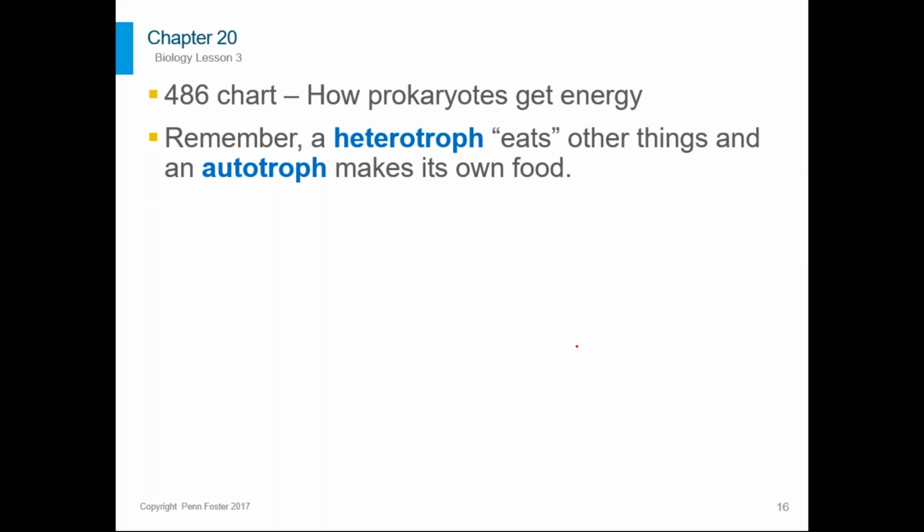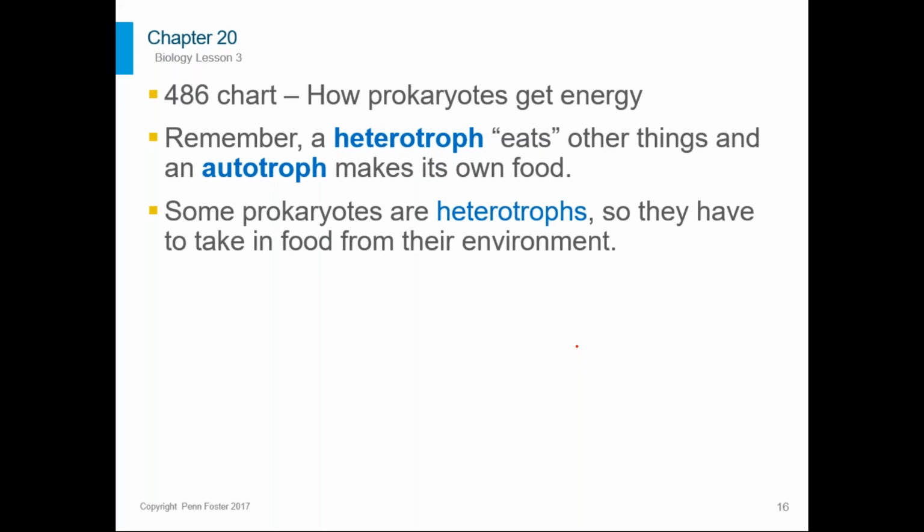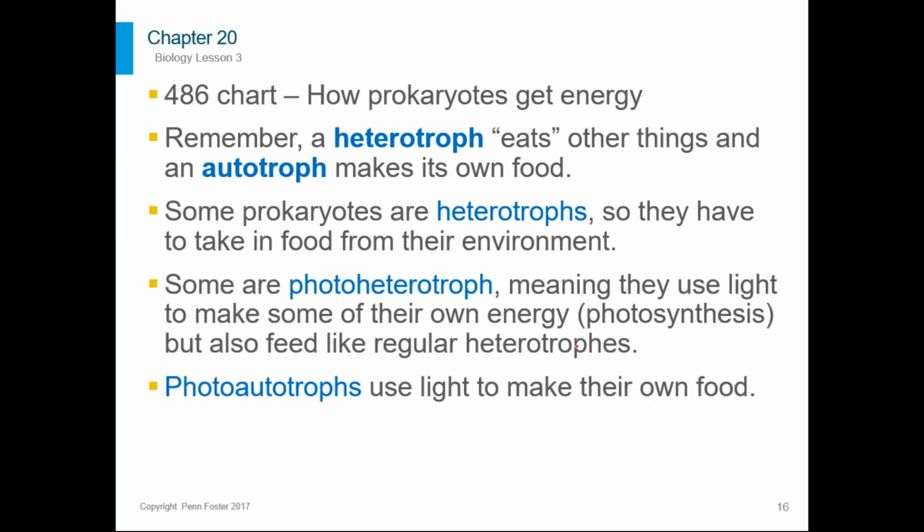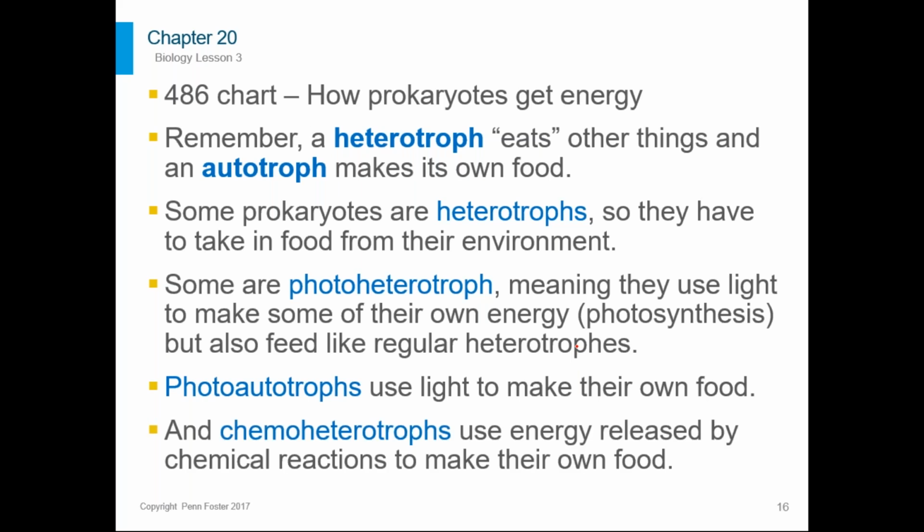Some prokaryotes are heterotrophs. They have to take in food from their environment. Some are photoheterotrophs, meaning they do a little of both. They use light to make some of their own energy through photosynthesis, but then they also feed like regular heterotrophs. Photoautotrophs just use light to make their own food. And then we have chemoautotrophs, which use energy released by chemical reactions to make their own food.